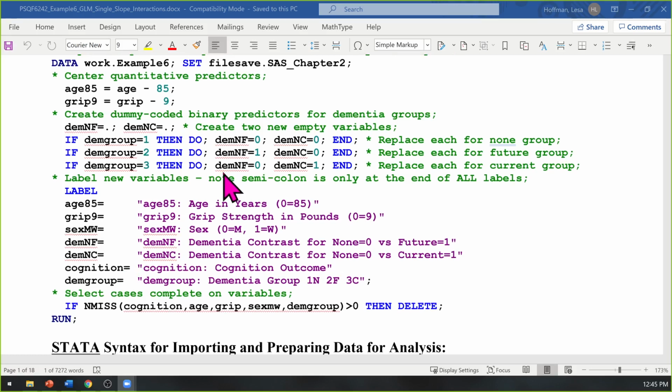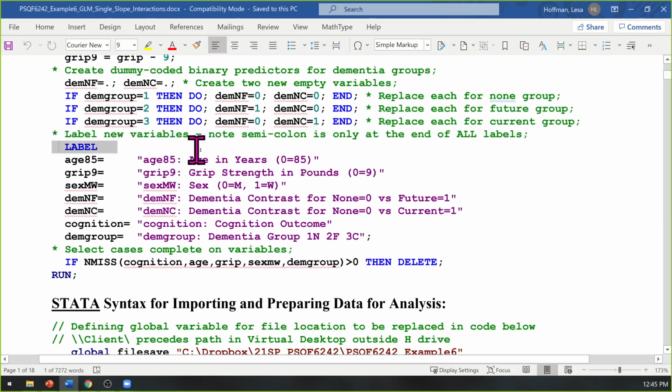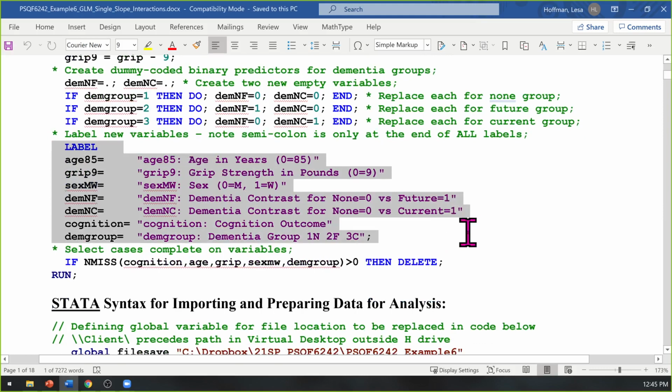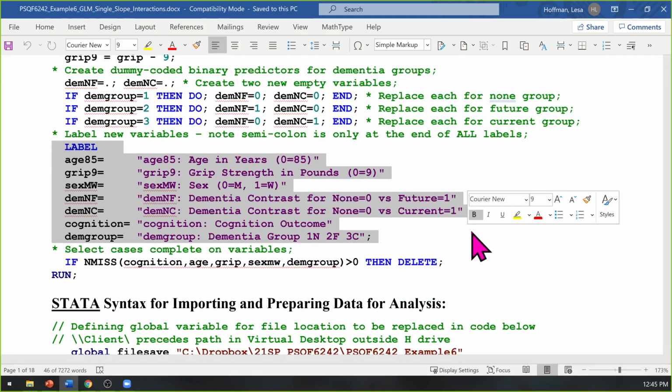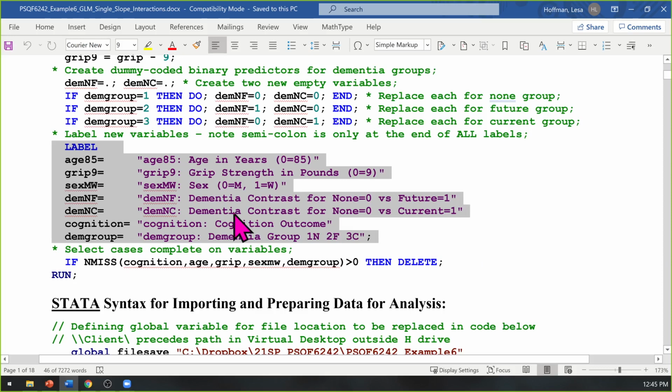But because I am a good data manager, I add labels so that somebody who's staring at my code doesn't have to try and figure out what all of this means. These are not strictly necessary, but it's a good practice to get into, to make sure that you attach this kind of information with your variables so that people can know what they mean.